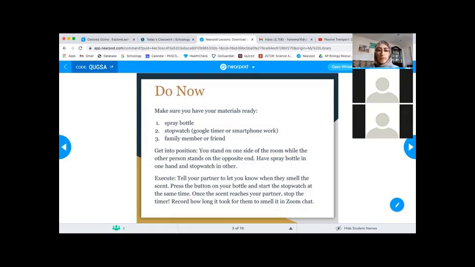Get into position. You stand on one side of the room while the other person stands on the other side, on the opposite end. Have spray bottle in one hand and stopwatch in other. Execute. Tell your partner to let you know when they smell the scent. Press the button on your bottle and start the stopwatch at the same time. Once the scent reaches your partner, stop the timer. Record how long it takes for them to smell it in Zoom chat.